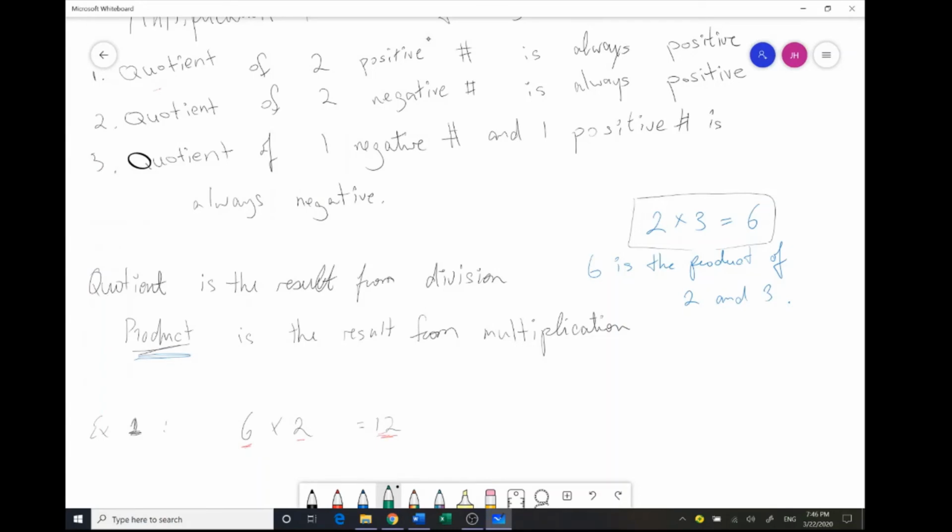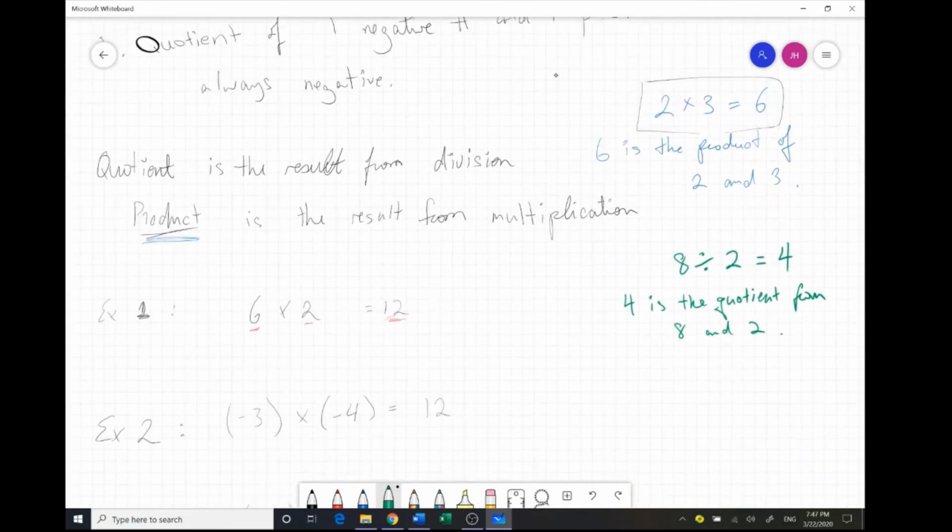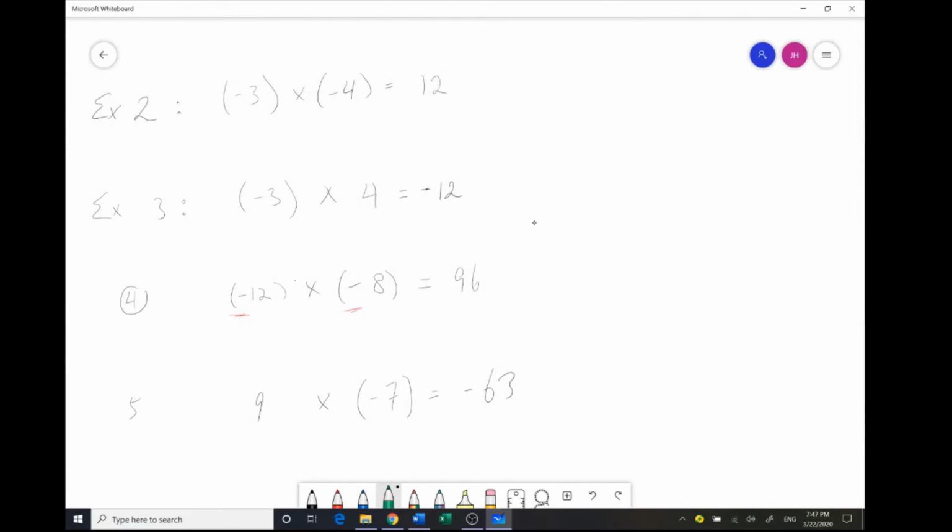Okay, now let's take a look. Let's say I'm doing the operation 8 divided by 2 is equal to 4. Another way of saying this is that 4, because 4 is the answer from the division, is the quotient from 8 and 2. Now, because the principles remain the same for divisions as for multiplications, we're just going to jump right into our example problems.